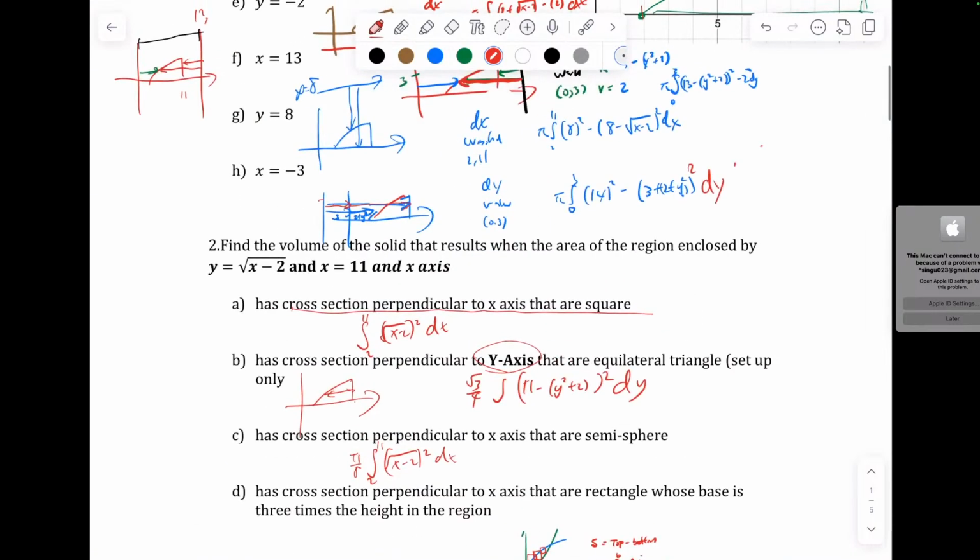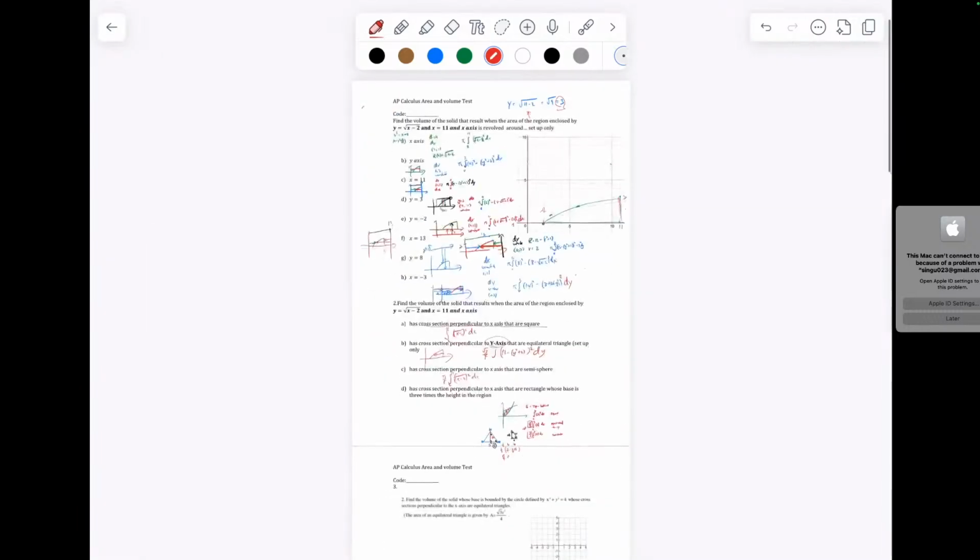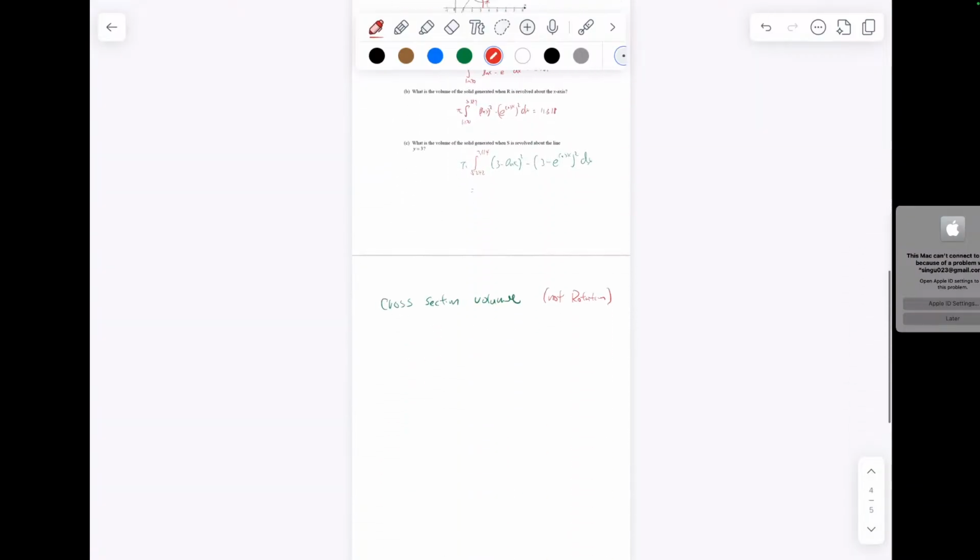The volume of the solid whose base area is bounded by y equal to square root of x minus 2, and y equal to x equal to 11, and the x-axis, has a cross-section perpendicular to the x-axis that is a square. So what does that mean? They'll say perpendicular to the x-axis are squares. So that means each slice is going to be a square. You probably have no idea what I'm saying, but the best way is to show you the visual.